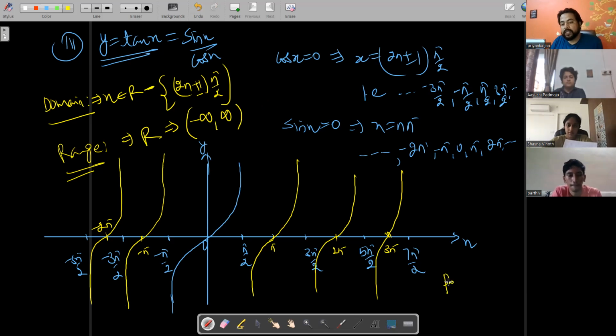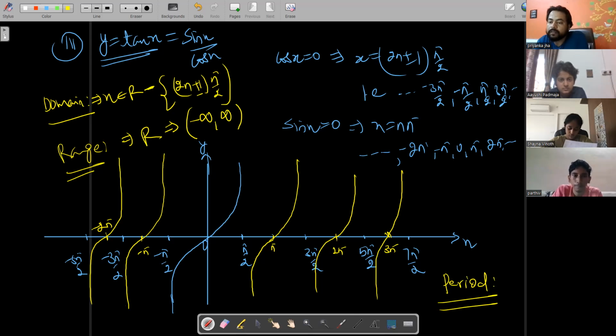Now, can you guys tell me what is the period of this function? Parthiv, what do you understand by period? The interval after which the curve repeats itself. Now you can tell me at what interval the curve will repeat itself. You can start from anywhere. Start from minus pi by 2.